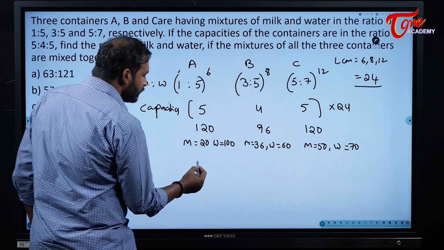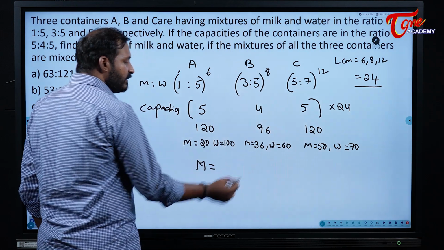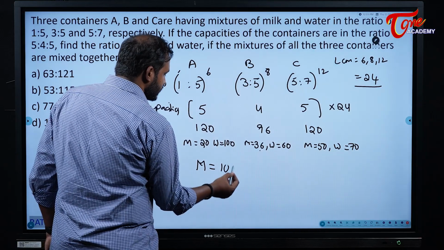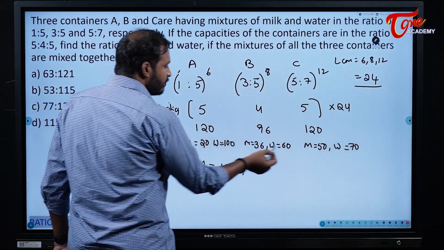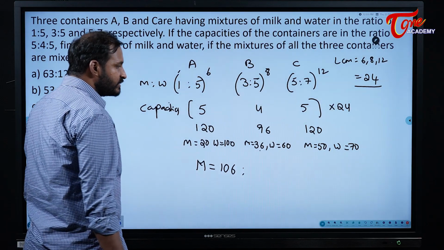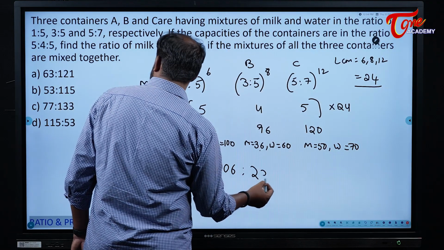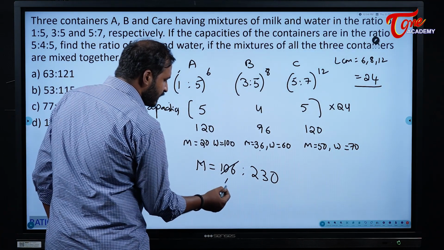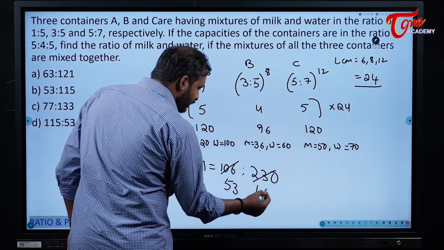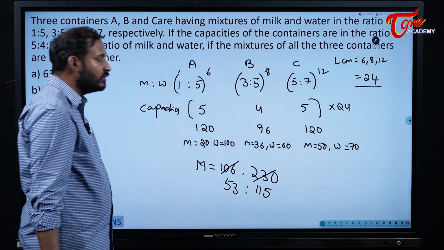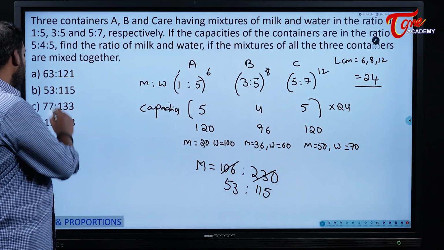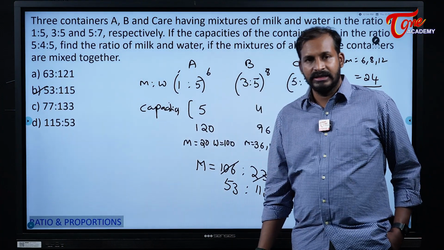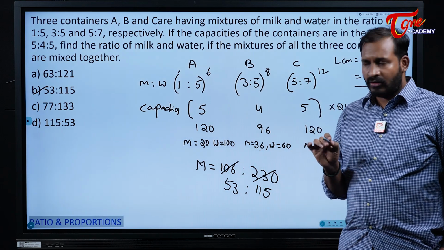So what is the overall milk portion I have here? 20 plus 36 becomes 56. 56 plus 50 becomes 106. When it comes to water, 100 plus 60 is 160. 160 plus 70 becomes 230. So I can further solve this. What will you get here? 53:115. So milk and water will be in 53:115 ratio.